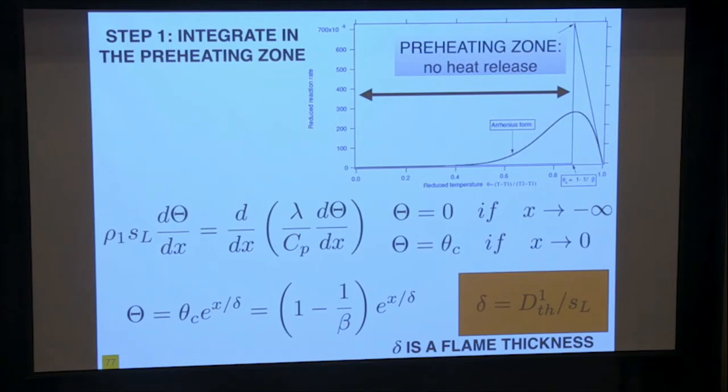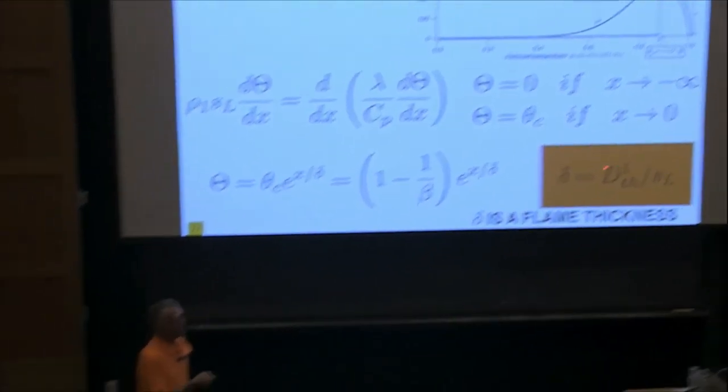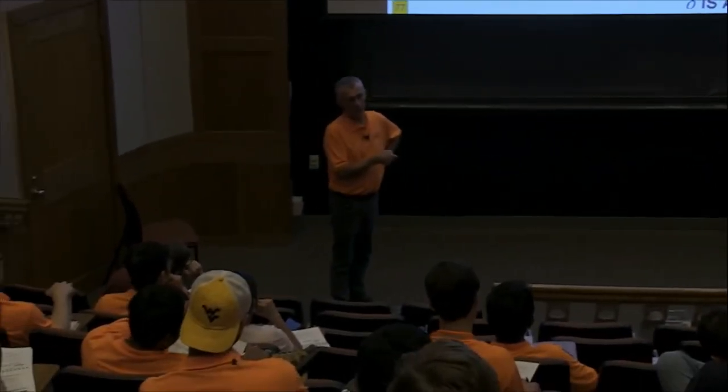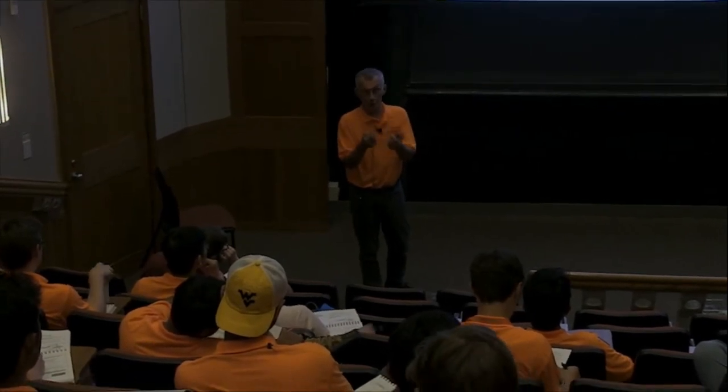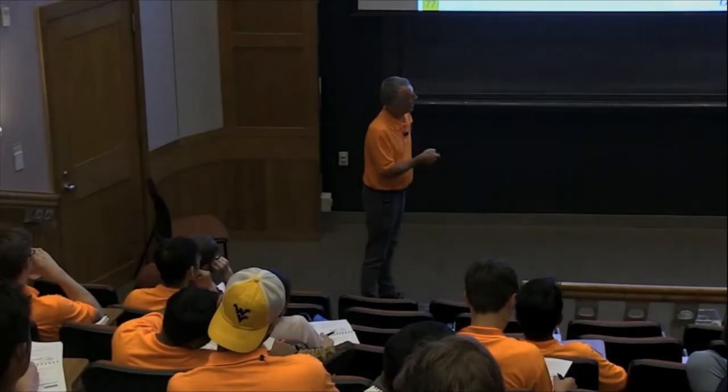And by the way, you see that something appears here, delta. Delta, when you resolve this equation, is the ratio of the diffusivity in the fresh gases, that's lambda over rho Cp, divided by the flame speed. So by the way, you see something. You see that there is a thickness associated to the flame, and that this thickness is controlled by the diffusivity of heat in the fresh gases, which is close to the diffusivity of fuel, because we said that the Lewis number was unity, divided by the flame speed.